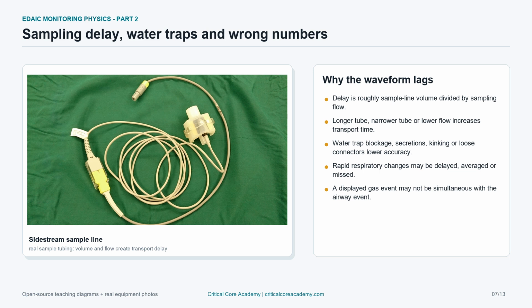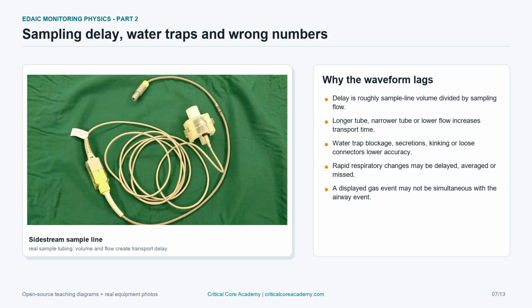A gas analyzer is only as good as the sample reaching it. In mainstream analysis, the measuring chamber sits at the airway. The signal has little transport delay, and gas is not removed from the circuit. But the airway sensor is bulkier. In sidestream analysis, a pump draws gas through a narrow sample line to the analyzer. This makes the airway adapter lighter, but creates delay.